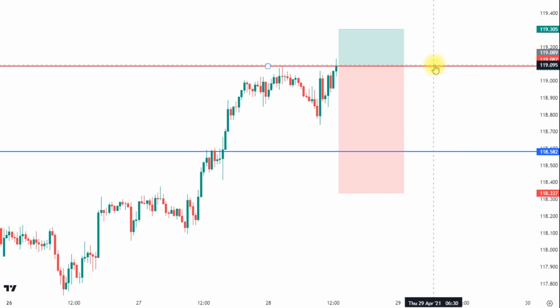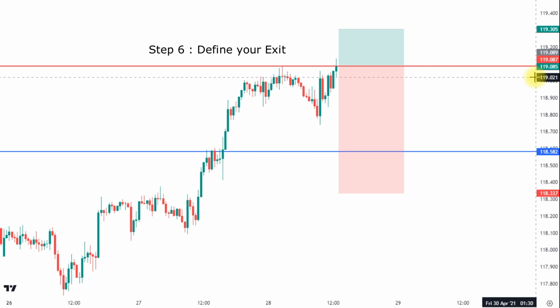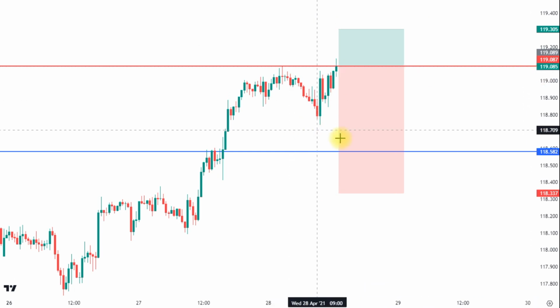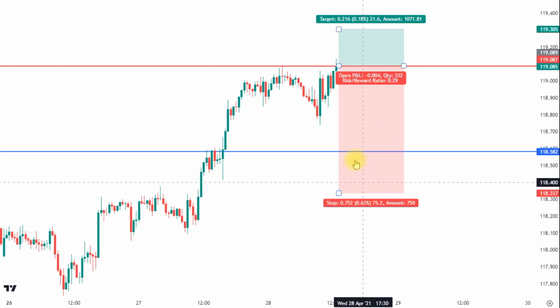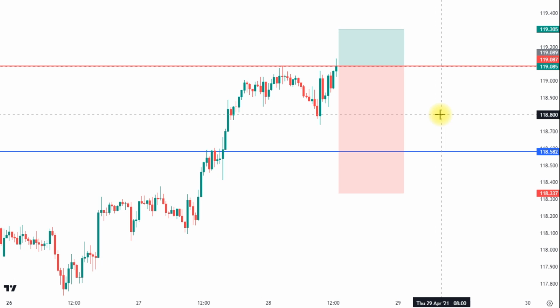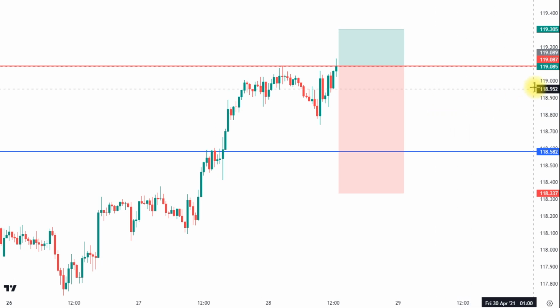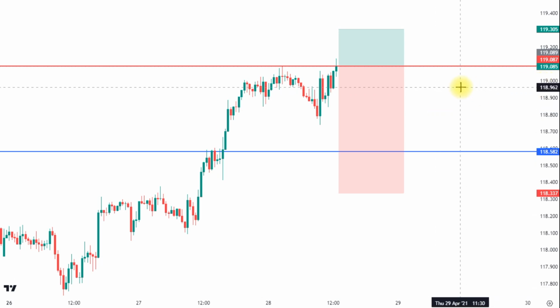So the next step is to place a target or to define your exit strategy. So of course, it could be that you move your stop loss. Once the market is making a new high, you move your stop loss below the last low. This is, for example, a possible strategy, or you use an indicator. But what is definitely important is that you know how to save your profits. So you don't give away all your profits.